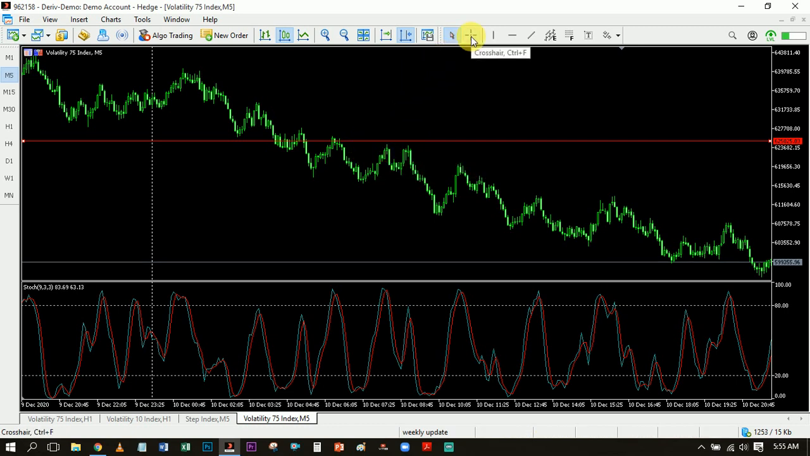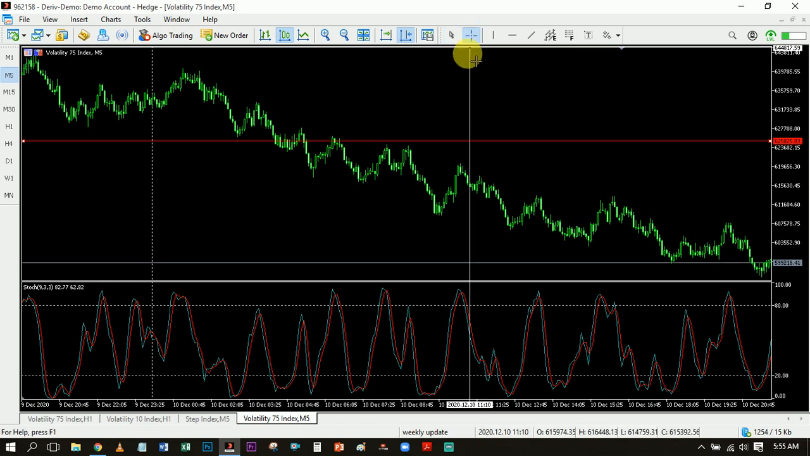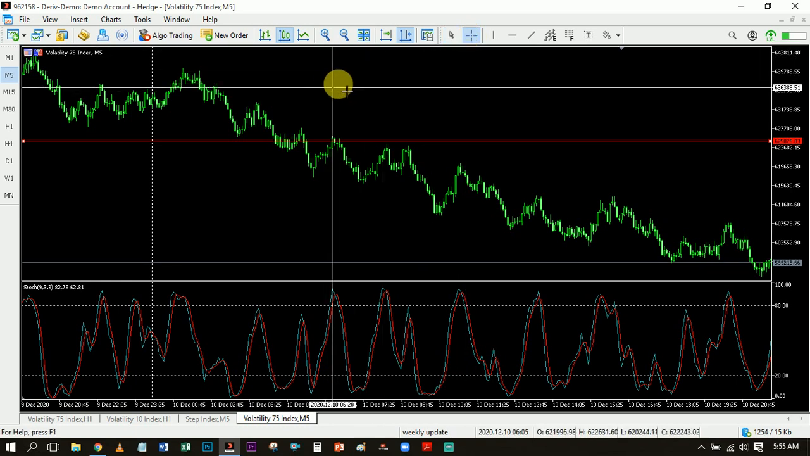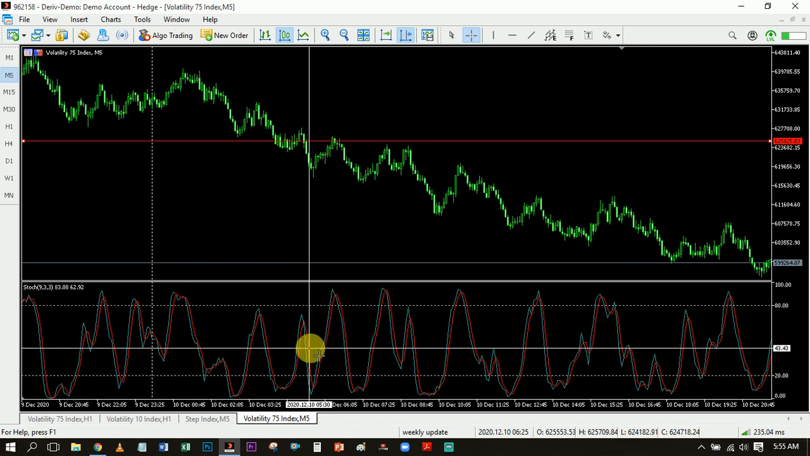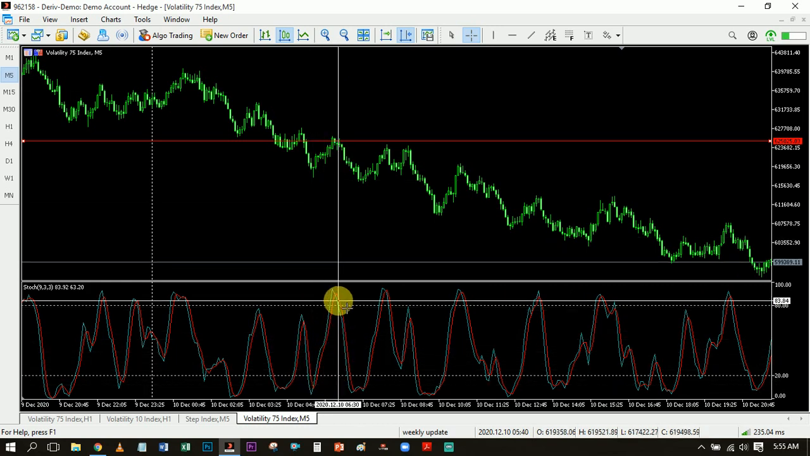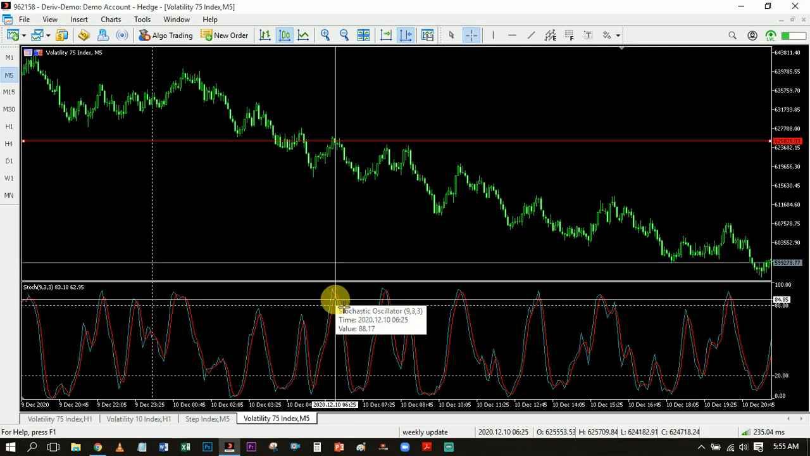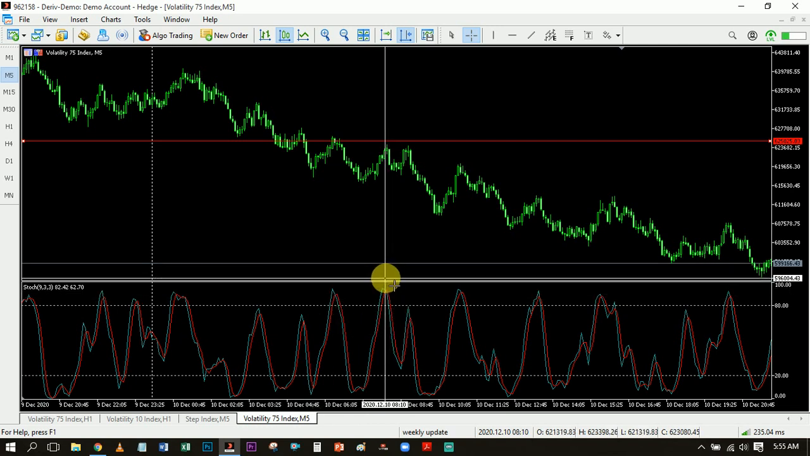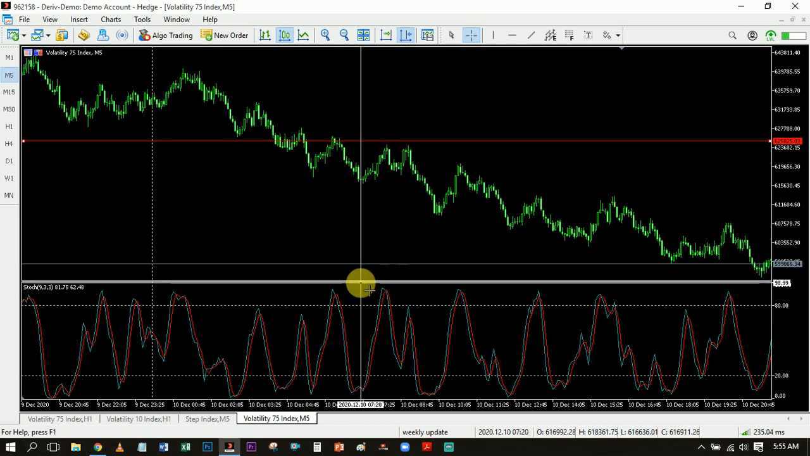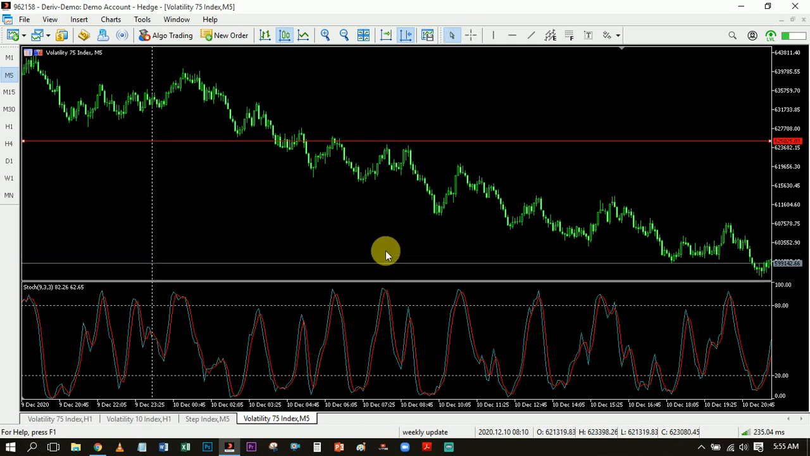Then the second thing you want to use as confirmation is, you can see that your stochastic here was overbought. You can see it's overbought here, and right here too, it became overbought. So that is the second confirmation that you could use. You could also go further to use a third confirmation if you wish.